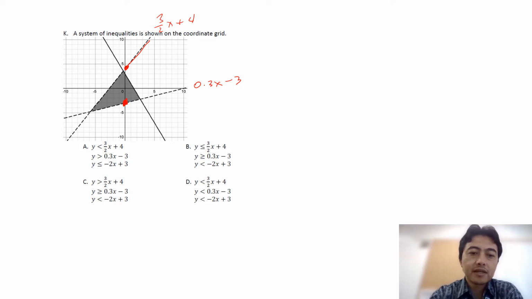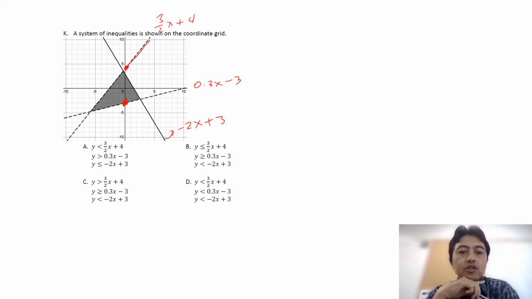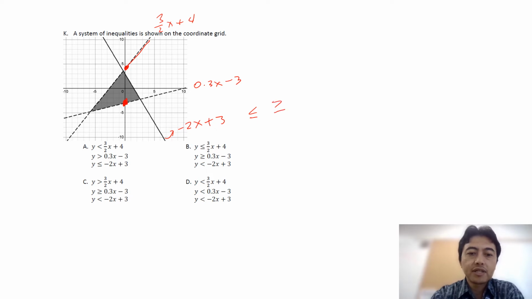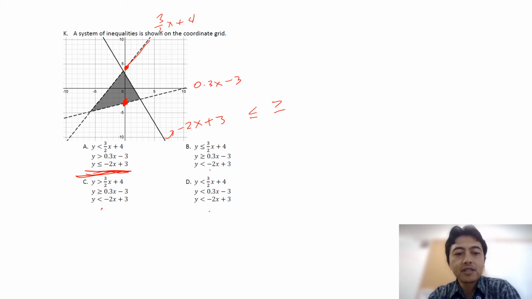And then this one is negative 2x plus 3 because we can see from the graph the y-intercept is 3 and also that it has a negative slope, it's falling down. So one of the things you'll notice is negative 2x plus 3 has a solid line. So this must have either a less than or equal to or a greater than or equal to. Just by looking at that one, you already notice that A is the only possible answer because the others don't have the equal sign with them. But just in case, I want you to figure out why that's the answer.